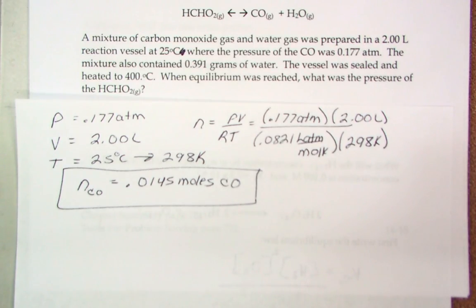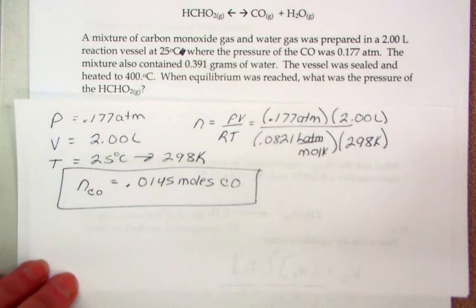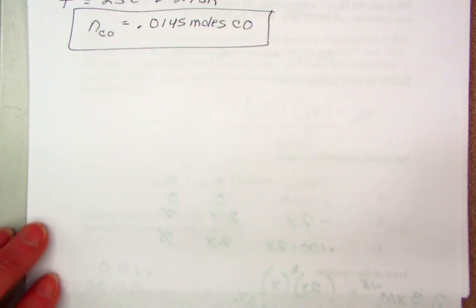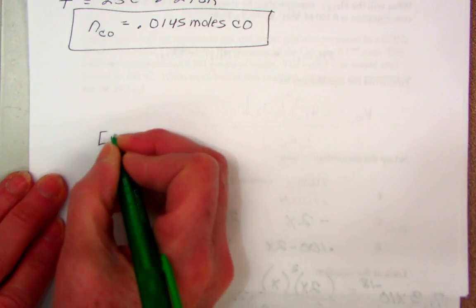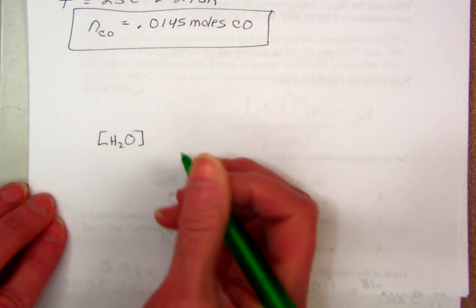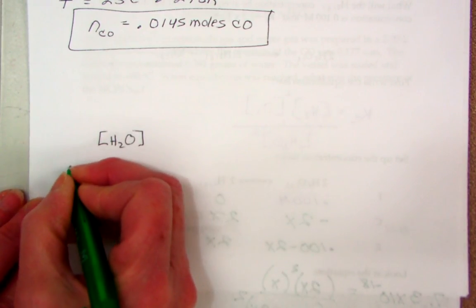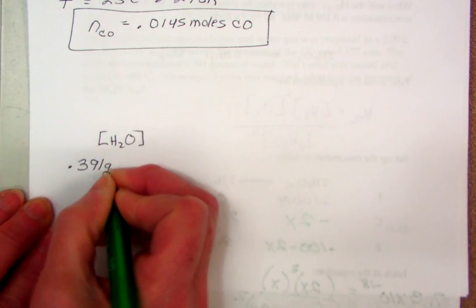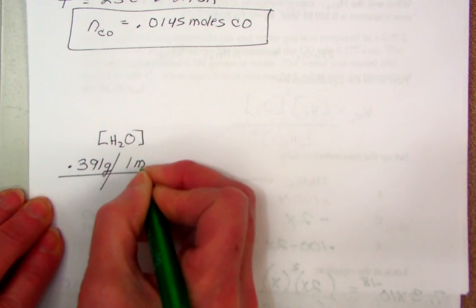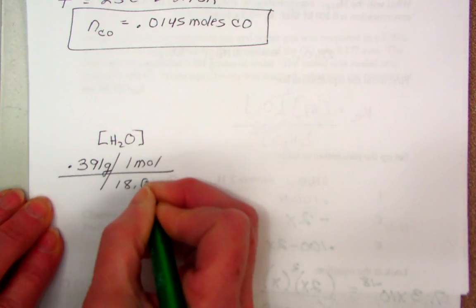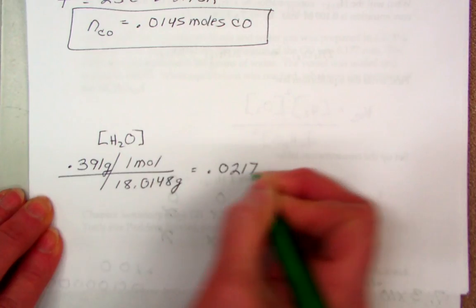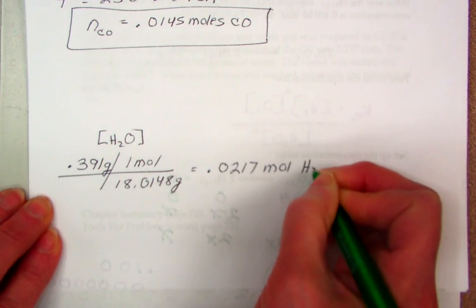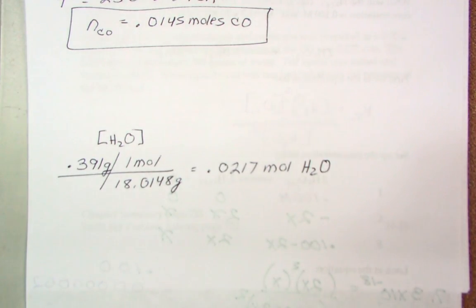Grams of water to moles of water? Okay. I'm going to leave some space for carbon monoxide in case I want to come back there and do something else later. So now let's look at the water. I know that I have 0.391 grams of water. I'll change that into moles. Divided by 18.0148 grams, and so I've got 0.0217 moles of water. So I'll save that.